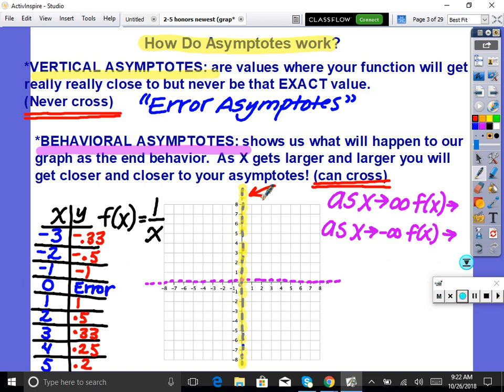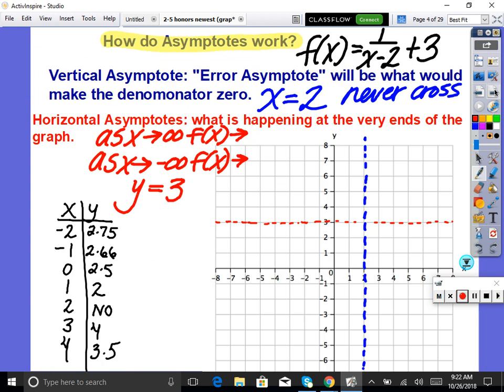Then our behavioral asymptote was our horizontal asymptote, because that helps us know what the end behavior of our graph is. As we graph it, the lower we get, the closer to 0 we got, creating our horizontal asymptote at the end of our graph, approaching 0. And right here, as we get larger and larger, it's approaching 0 as well.